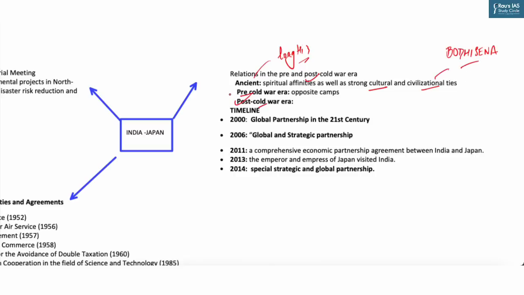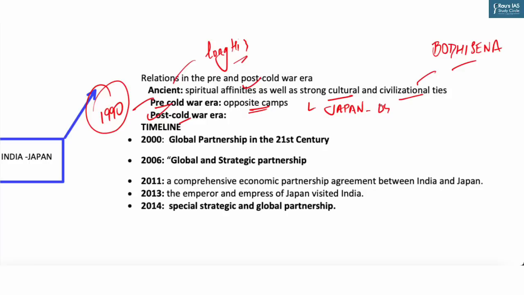Later, in the pre-Cold War era, that is, before 1990, India and Japan were in opposite camps. How? Japan was an ally of the US and India was considered a close partner of the USSR. Japan was also very critical of India's nuclear program. Thus, relations never flourished much. Post-Cold War era, there has been a significant improvement in bilateral relations.